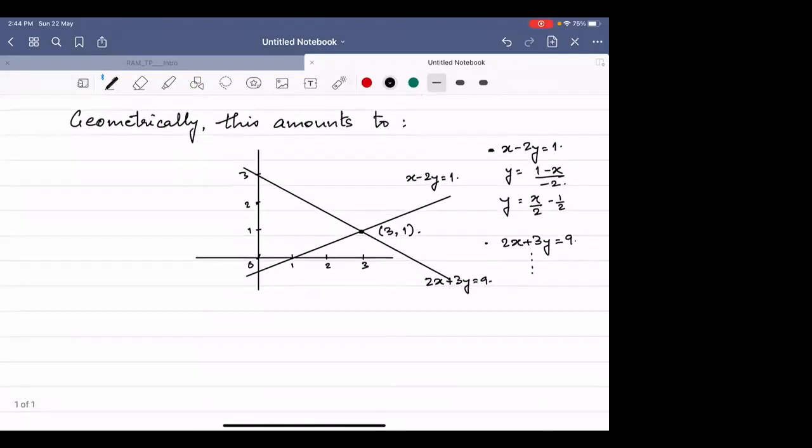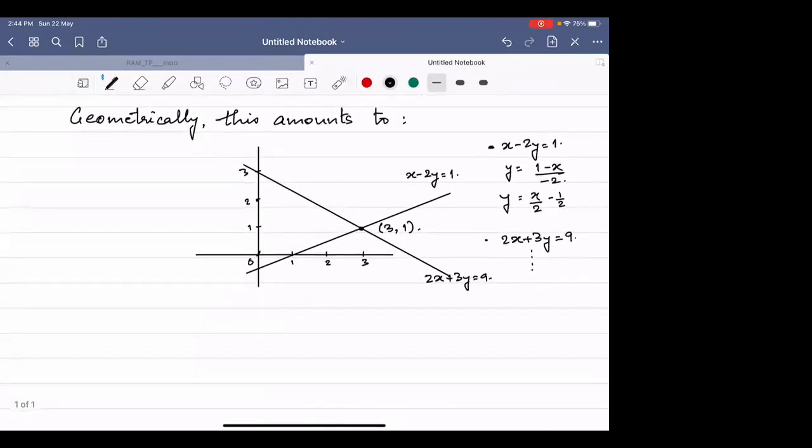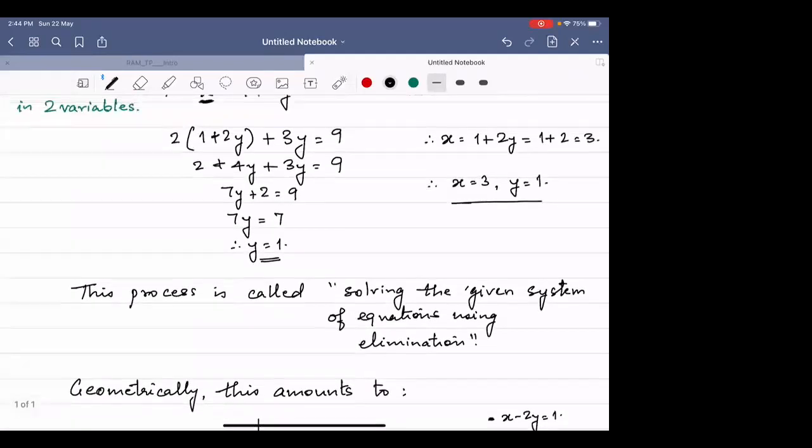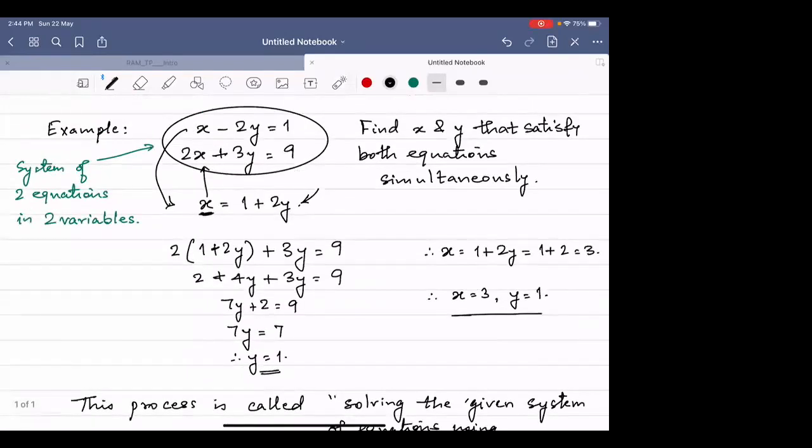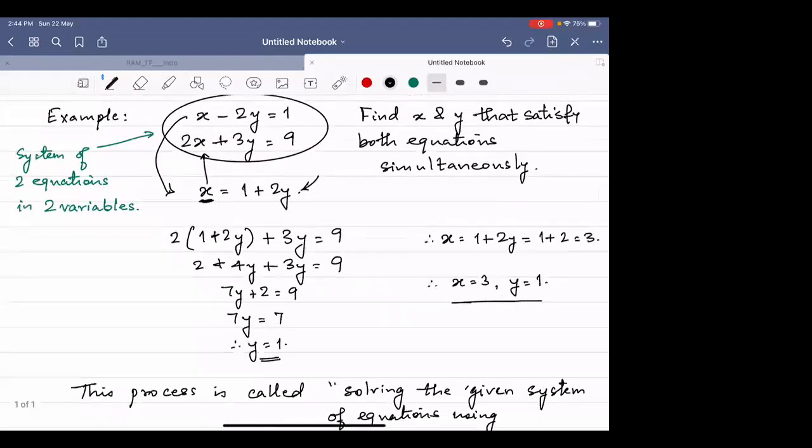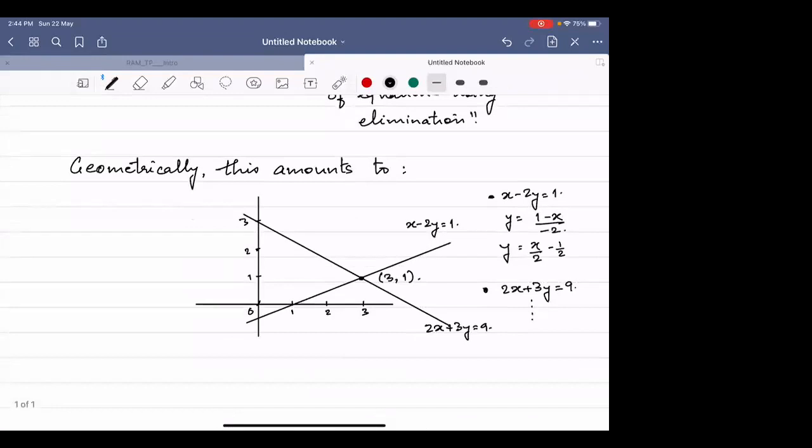So this is what it amounts to geometrically. Up to here, this is something that you must have seen in school in some language or the other. You might have used this system of equations to find the point of intersection, right? So this is possibly something you have seen. Now what we want to do is take this idea and generalize it to when you have more equations and more variables.